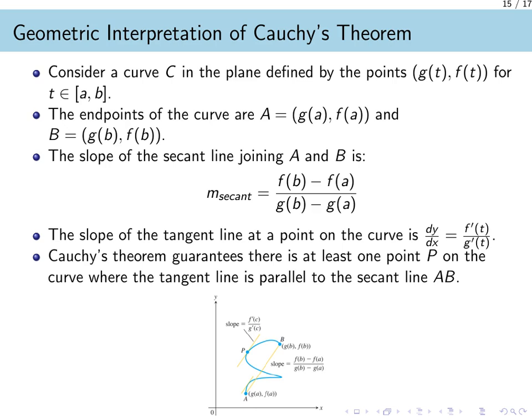Cauchy's theorem simply guarantees that there is at least one point somewhere along that curve where the tangent line is perfectly parallel to the secant line. In other words, the instantaneous slope at some point c must equal the average slope across the entire interval.